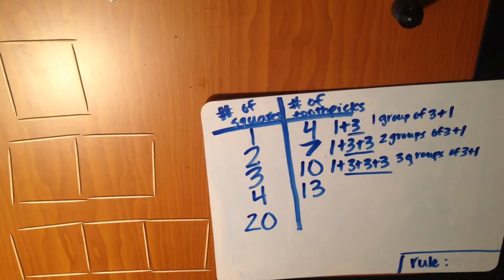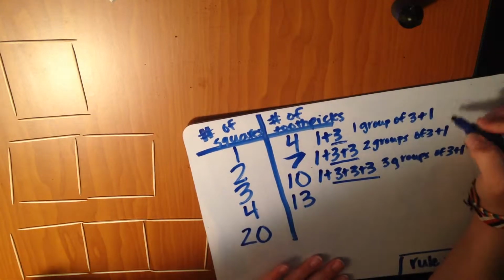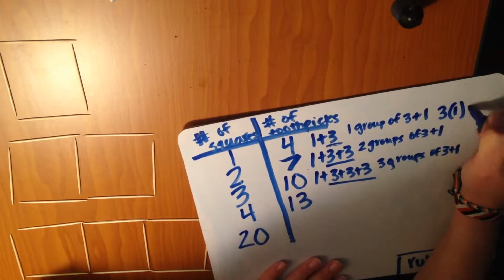Alright, and when I hear groups, I know that this is the same as multiplication. Multiplication and putting things into groups are something that I am comfortable with and have done in the past. So I'm going to use this different mathematical concept to find my pattern rule. Let's go ahead and write this as if we were writing a multiplication sentence. We have 3 times 1 plus 1.